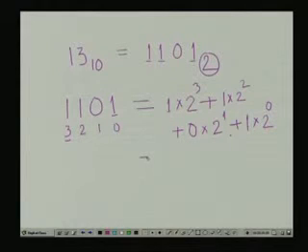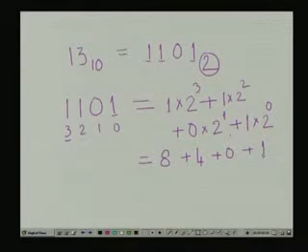So what will be the value? It becomes 8, then 4, then 0 multiplied by 2, then 1 into 2 to the power 0 means 1. So this becomes 13 in decimal digits. So it is verifying the result.